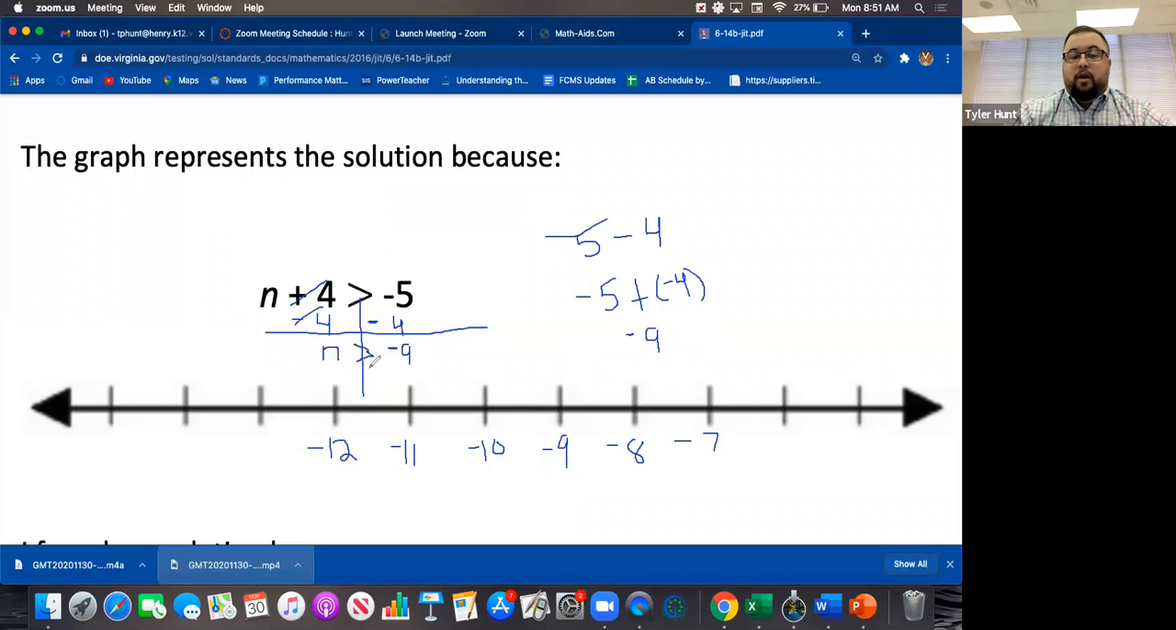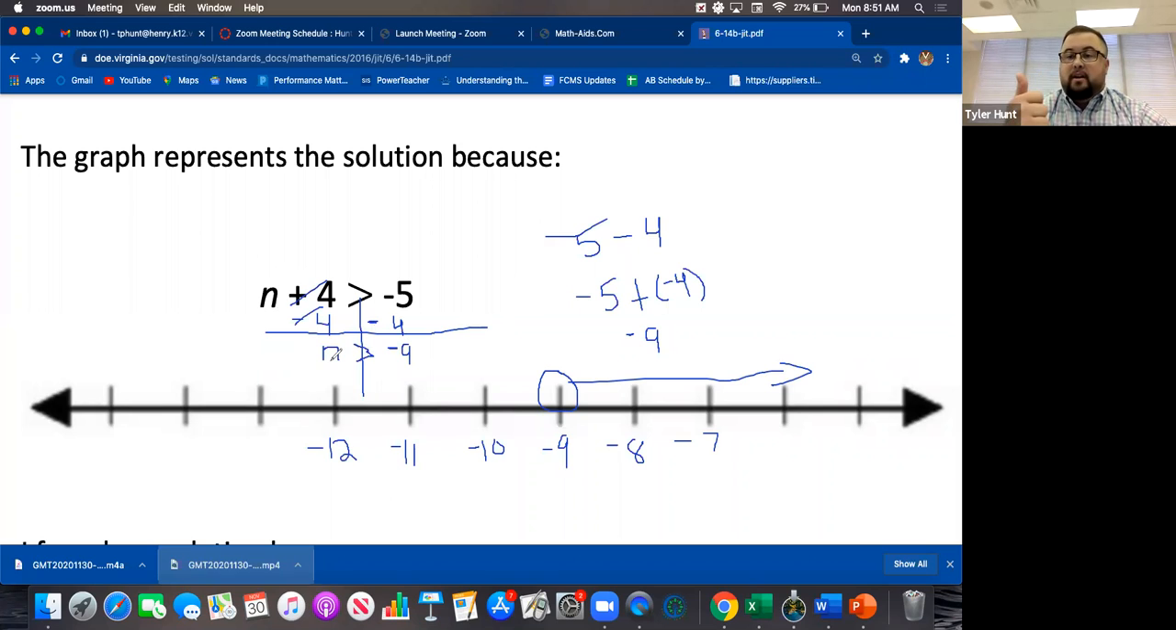So if I don't have a line underneath my comparison symbol, that means my point is open. And it's saying whatever number n is going to be greater than -9. So since greater than, we'll draw our arrow to the right. Okay. Now, again, the letter was already on the left, so I didn't have to worry about that.